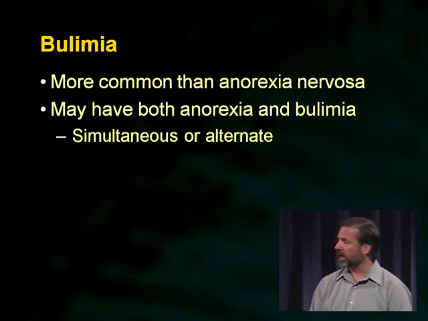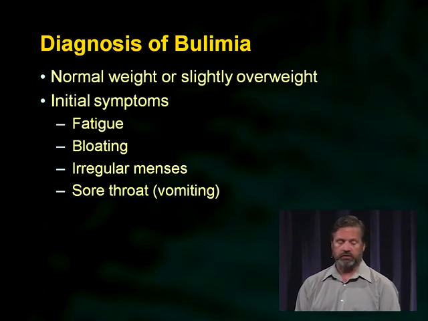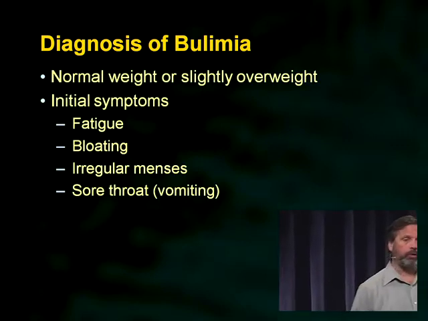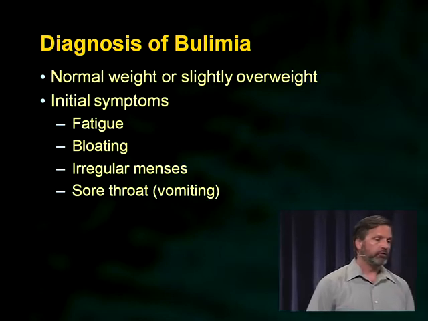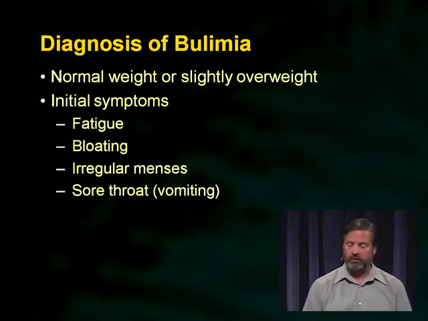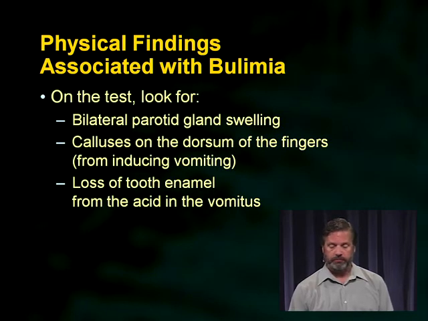Bulimia is actually more common than anorexia, and patients may have both, either simultaneously or alternating. Patients with bulimia tend to be either of normal weight or may even be slightly overweight. So the really thin person is not the flag as it is in anorexia. So this might be a patient of normal weight. And you need to think about how they might present with fatigue, bloating, irregular menses, or a sore throat from their recurrent vomiting.